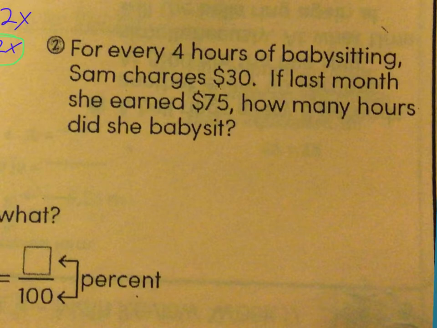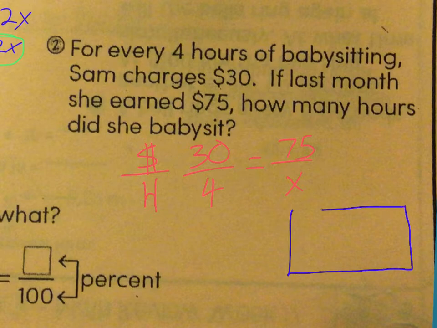I always like to put money on top because money is important. So I'm going to put money on top, hours on the bottom. And I know that this Sam person gets $30 for every 4 hours that they babysit. So we want to know how many hours she has to work to get $75. So that's how I'm going to set this problem up. Now, I'm going to use a ratio table to solve this one, just to show you how to do that.